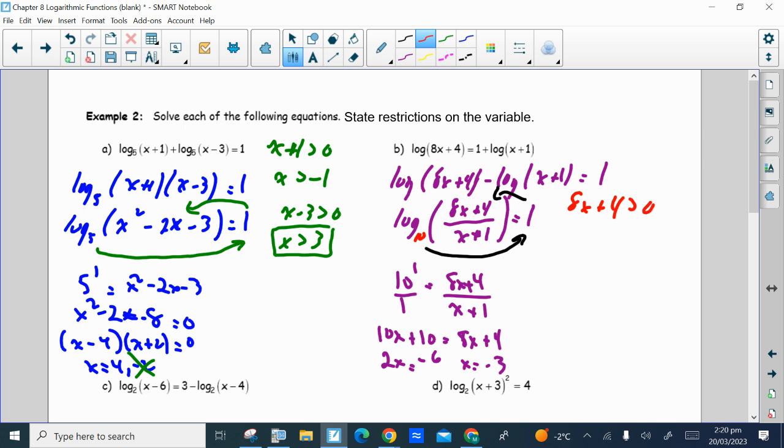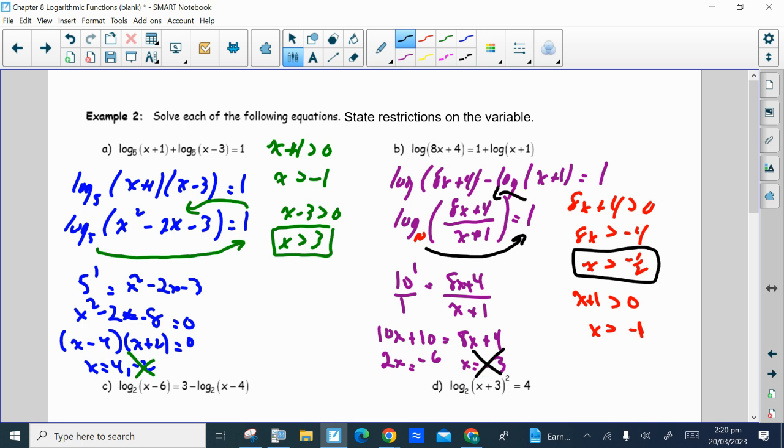8x plus 4 has to be greater than 0. 8x would have to be greater than negative 4. X would have to be greater than negative a half. Our other argument of x plus 1 must be greater than 0, so x would have to be greater than negative 1. Negative a half is the one that satisfies both. But our answer of x equals negative 3 is not greater than negative a half. In this case, there is no solution.